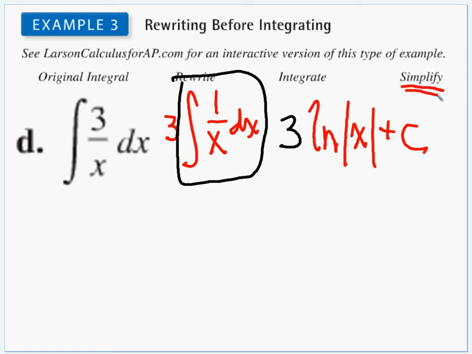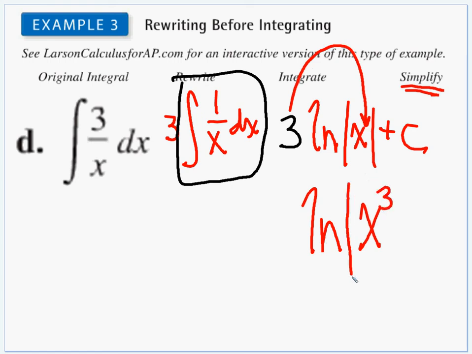Now for the simplify part, we could leave it alone. That's a good answer. But we could also move that 3 up. Remember, this is just a misplaced exponent. We could move that up here so that the same thing would be the ln of x cubed. And because it's cubed, the bars would still be necessary. Plus c. So there is our antiderivative.